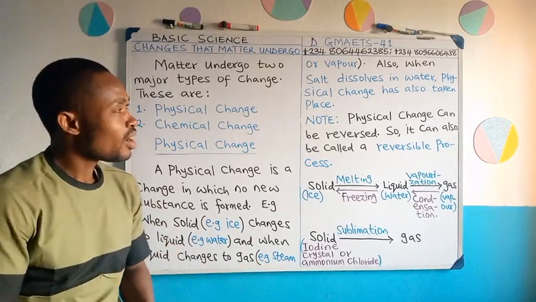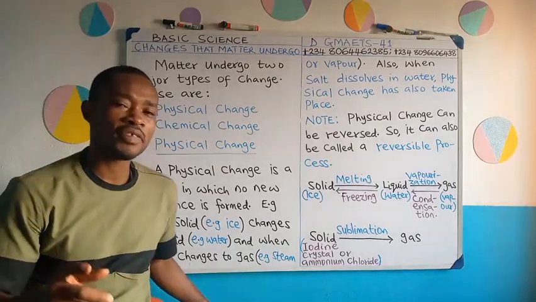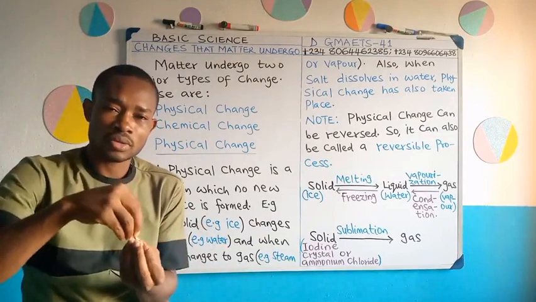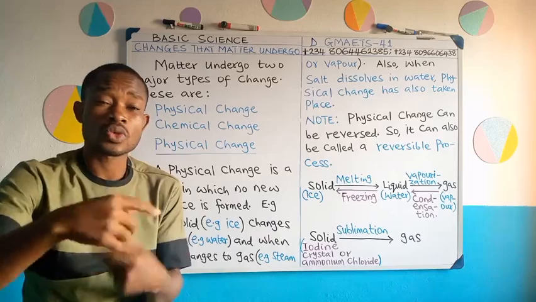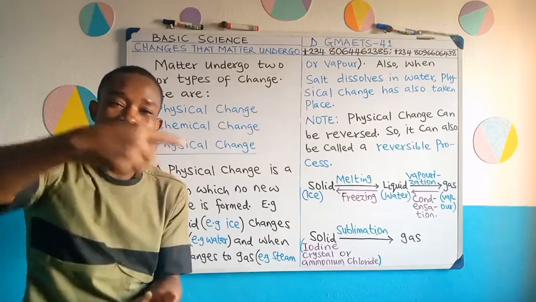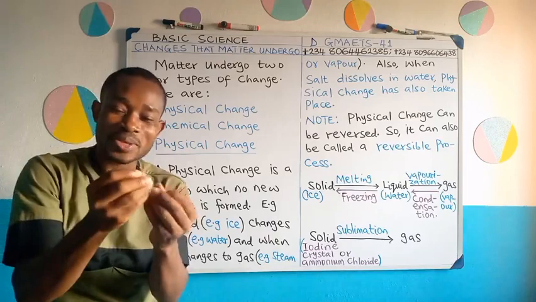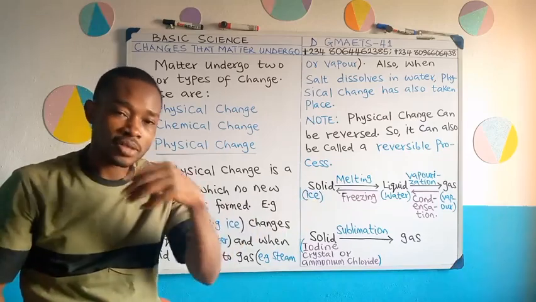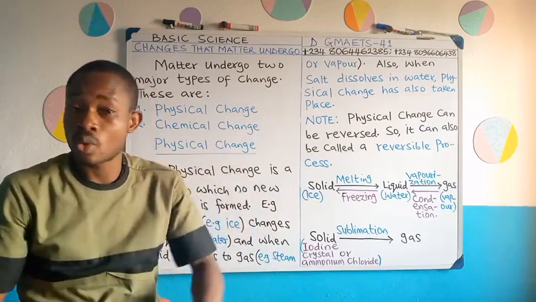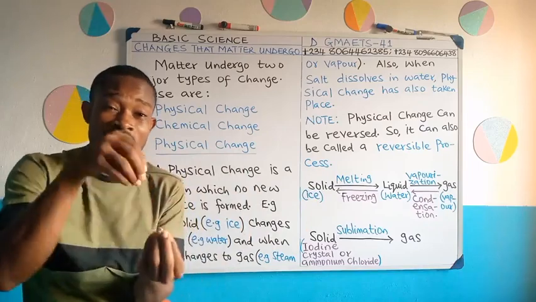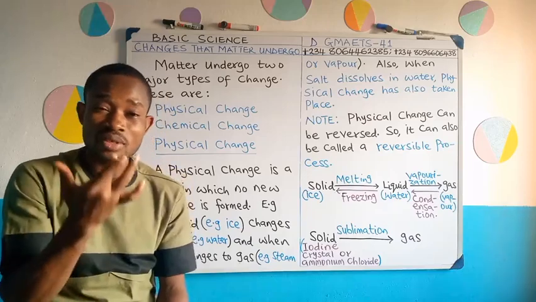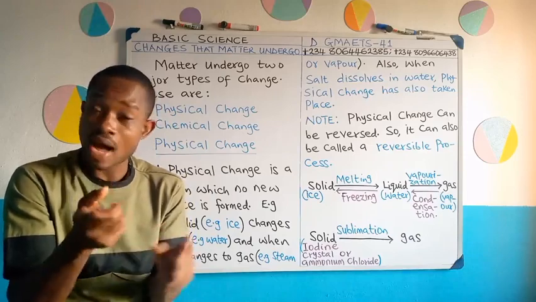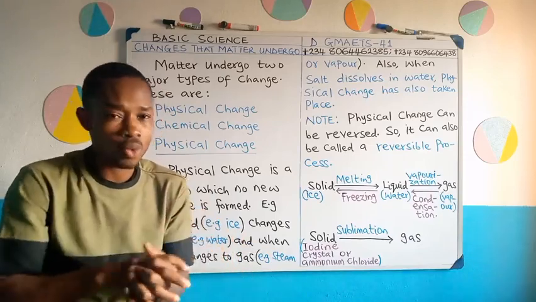Are you following? Another example of a physical change can also be seen when you pour salt into water. If you pour salt into water and you keep turning, what will happen to those salt particles? They will start disappearing until you will no longer see the salt particles that you poured into water. The only way you can get to know that there is salt in it is when you taste it with your tongue. The taste will tell you that it's like they added salt to the water.